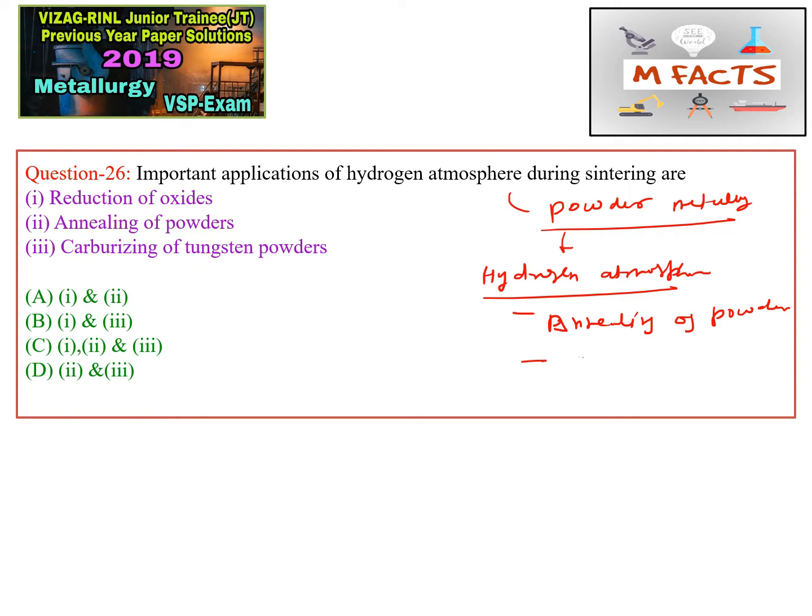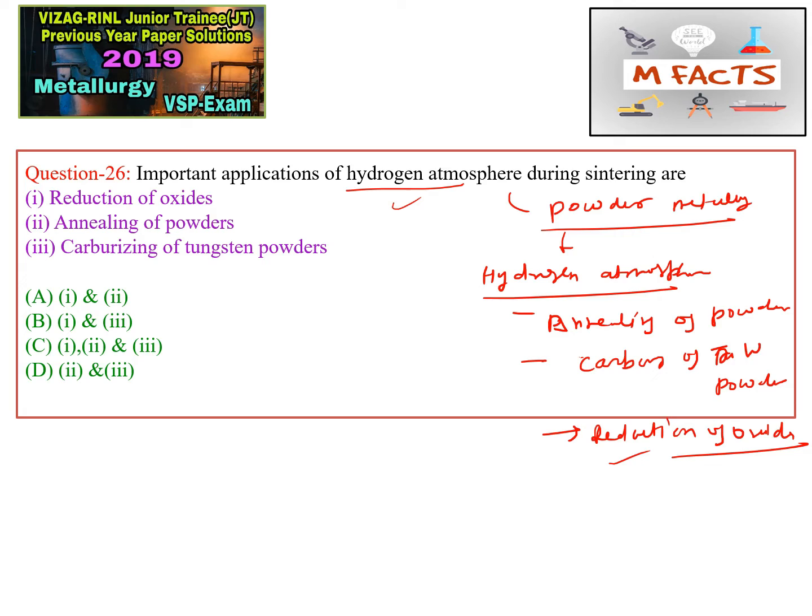Also, this is used for carburizing of tungsten powder, that is W powder, I am writing here. And the last thing is that it is also used for reduction purposes, and reduction of oxide is mainly done through hydrogen reduction. That is due to the hydrogen atmosphere process. So this hydrogen atmosphere is very important in sintering and in powder metallurgy.